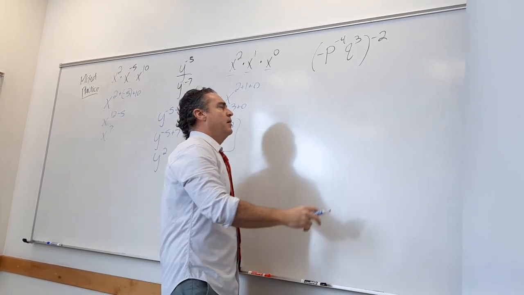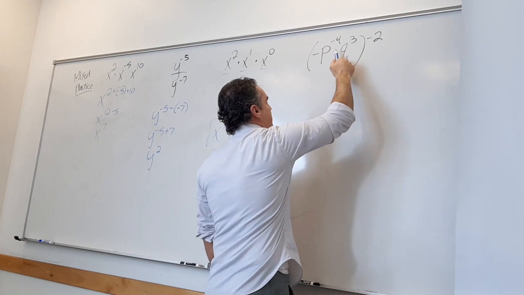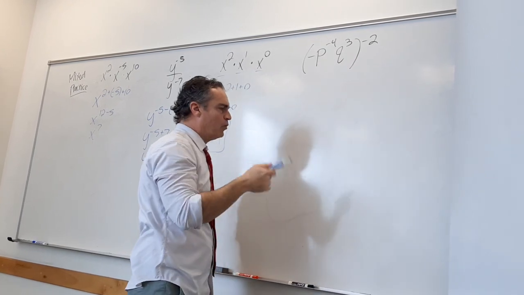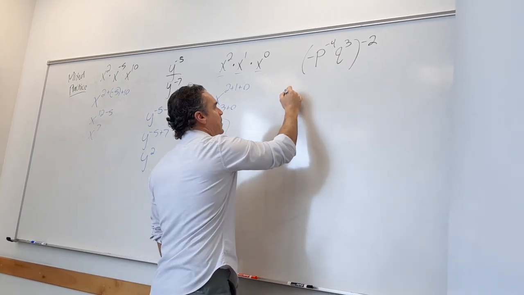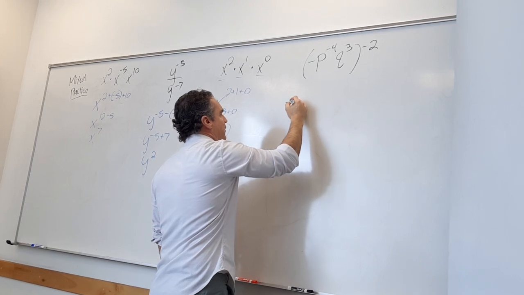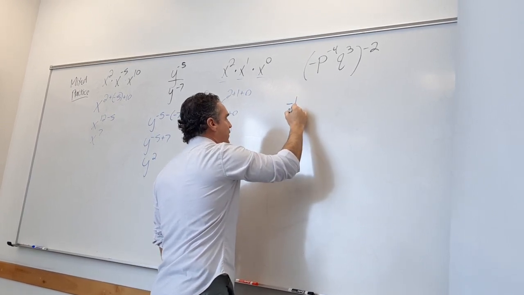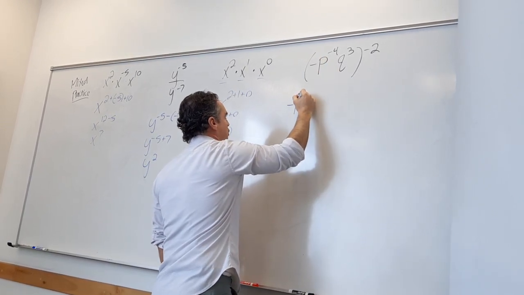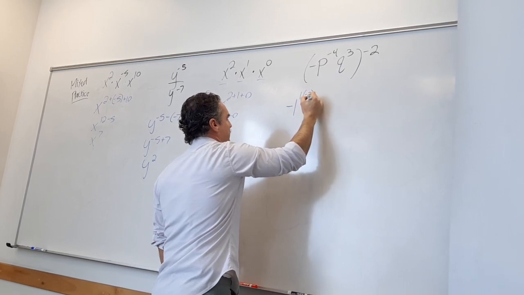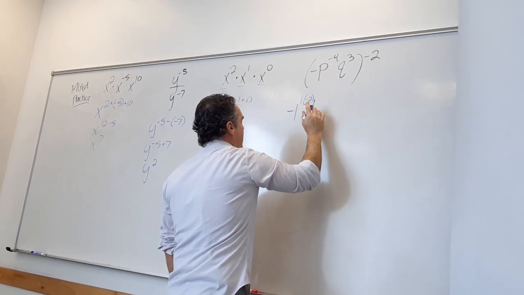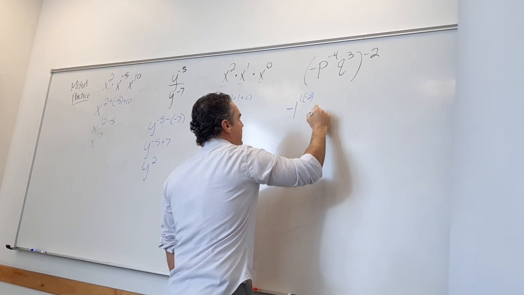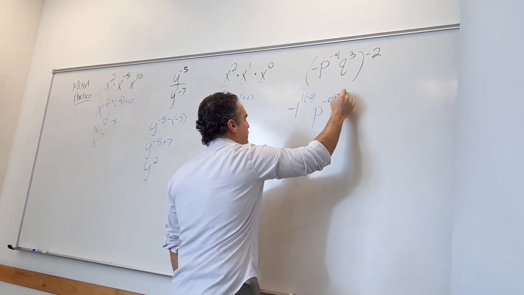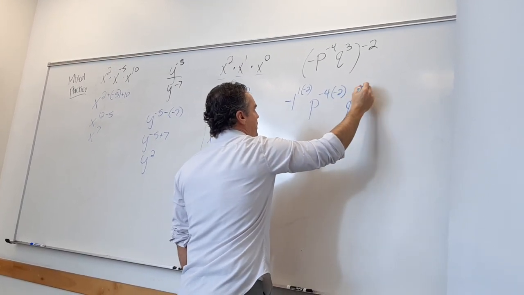And again, we have a parentheses. Powers being raised to powers. This is the power rule. And so we have negative, and this is interesting, 1, because that's a negative 1 there, to the 1 times negative 2. We're going to talk about that here in a second. P to the negative 4 times negative 2, and Q to the 3 times negative 2.